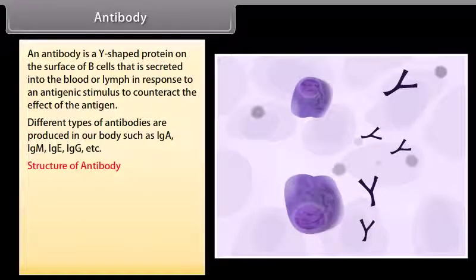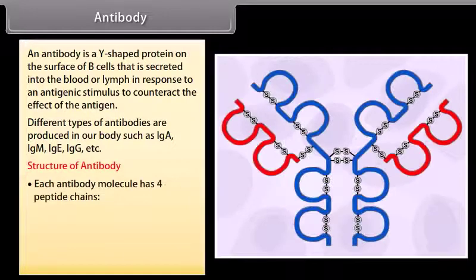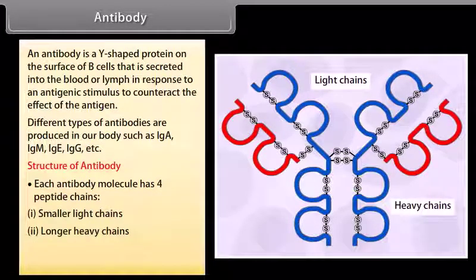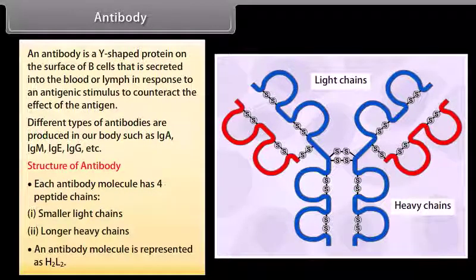Structure of antibody. Each antibody molecule has 4 peptide chains: smaller light chains and longer heavy chains. An antibody molecule is represented as H2L2.